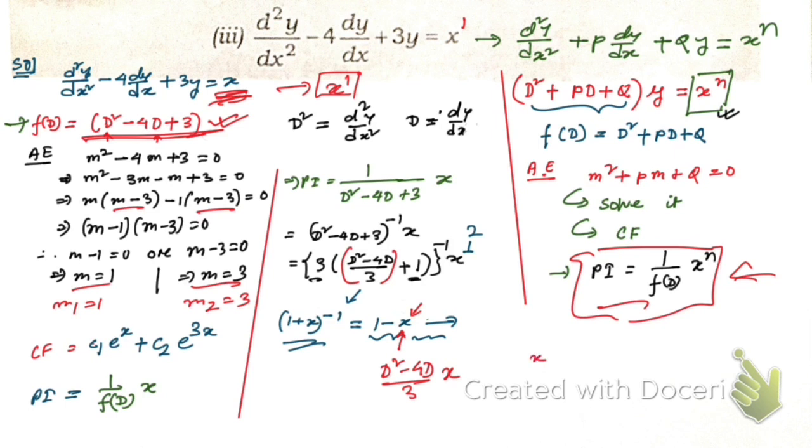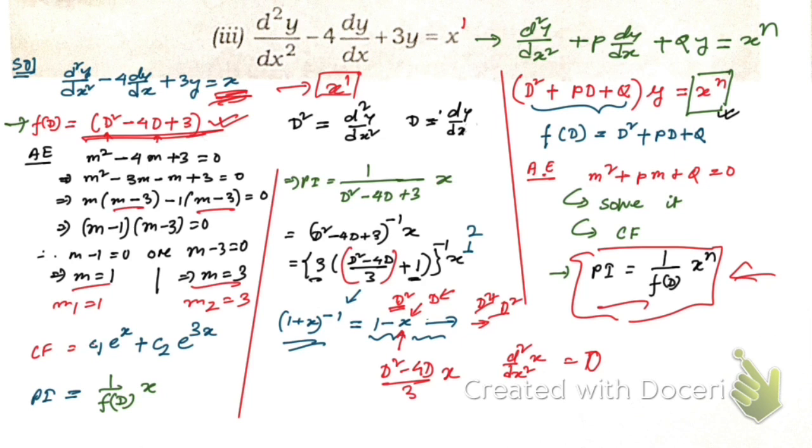Now when you differentiate x once, you will get 1, and if you differentiate it again, you will get 0. Okay, so in the second term we have d square and d also, so we will get a value for d, but for d square we will get 0. In the next term we will get d to the power 4 and d square. In both cases, if you differentiate x 4 times and 2 times, you will get 0. That's why the remaining terms are neglected.